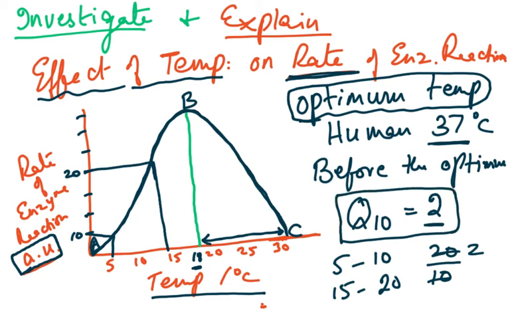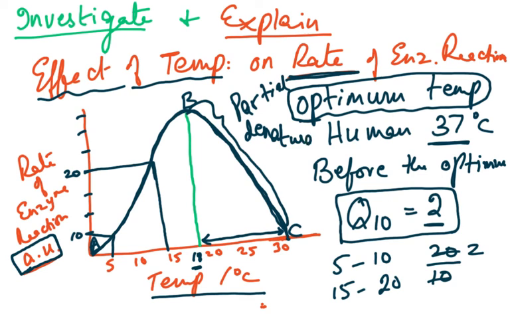But after the optimum, you can see the rate is decreasing, and the rate is 0 at C, at which the enzyme is totally denatured. Between B and C we say partial denaturation, because the product is still being formed but the rate is decreasing. So between A and B the rate is increasing, between B and C the rate is decreasing.